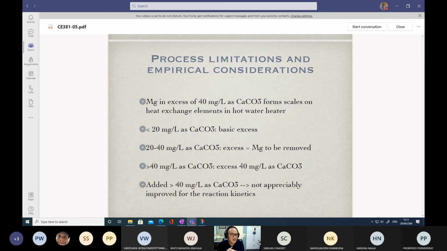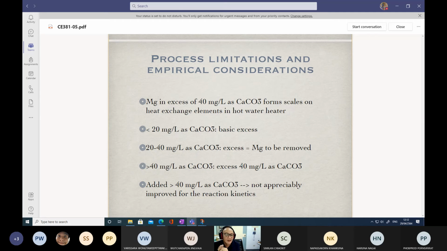I'm talking about the lime addition. So this could be a basic excess. Sometimes we have to add more lime, equal to the amount of magnesium to be removed. Sometimes we have to add lime in excess if the magnesium is greater than 40 milligrams per liter. So we have to add extra amounts of lime, 40 milligrams per liter.